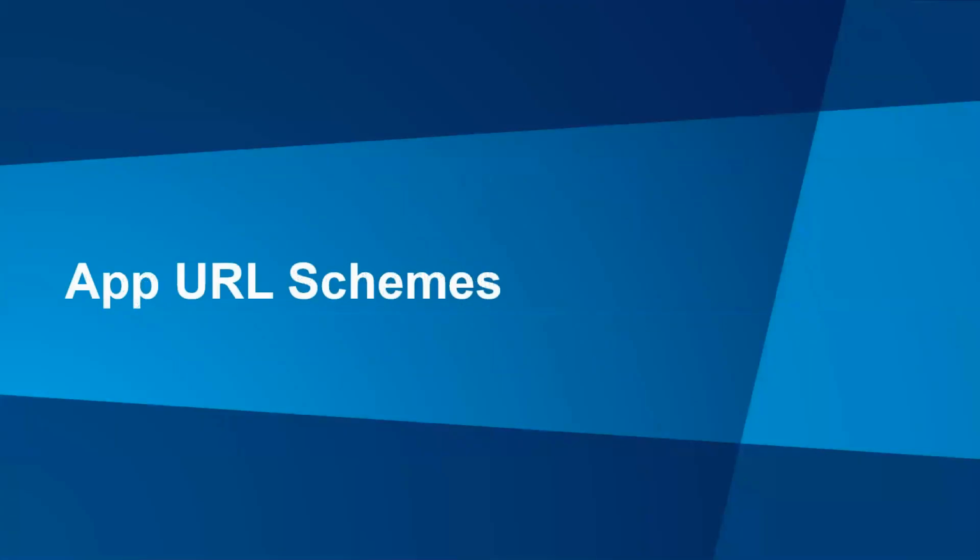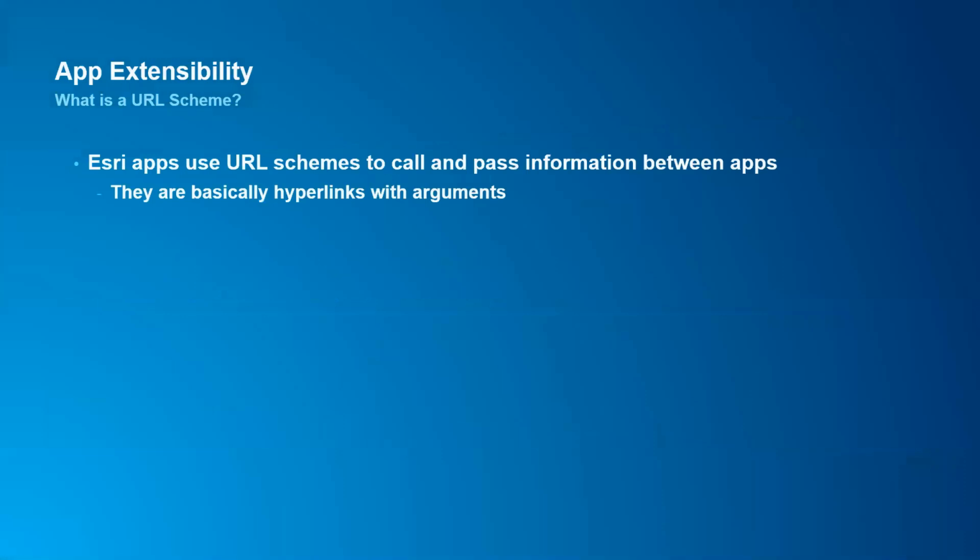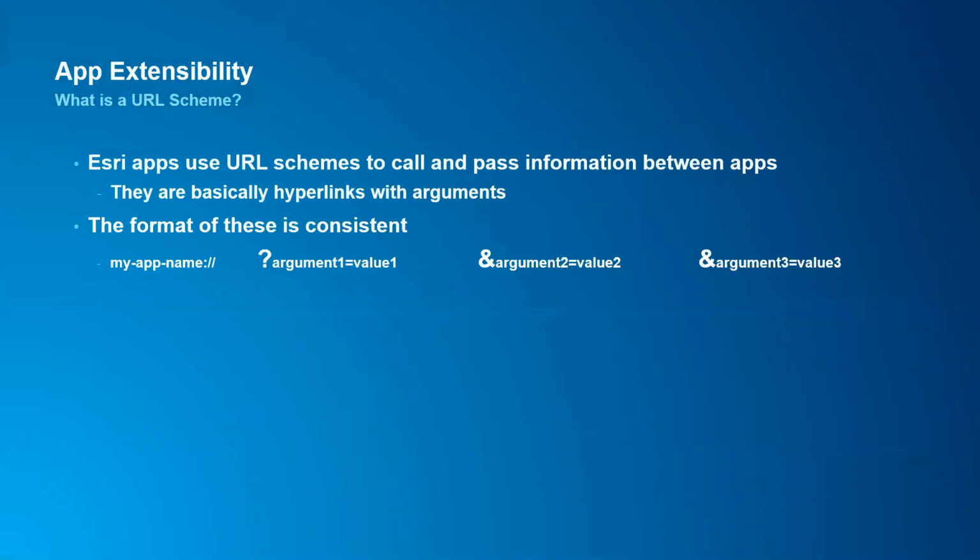So over the next few slides, I'm going to go into the URL schemes associated with the different apps. Esri apps use URL schemes, as I mentioned, to call and pass information between apps. So they're hyperlinks with arguments. If we look at this one here, we have my app name ://. That's kind of equivalent to HTTP://, like anything that you have on the web. But instead of having a web address here now, what you do is just pass in your arguments.